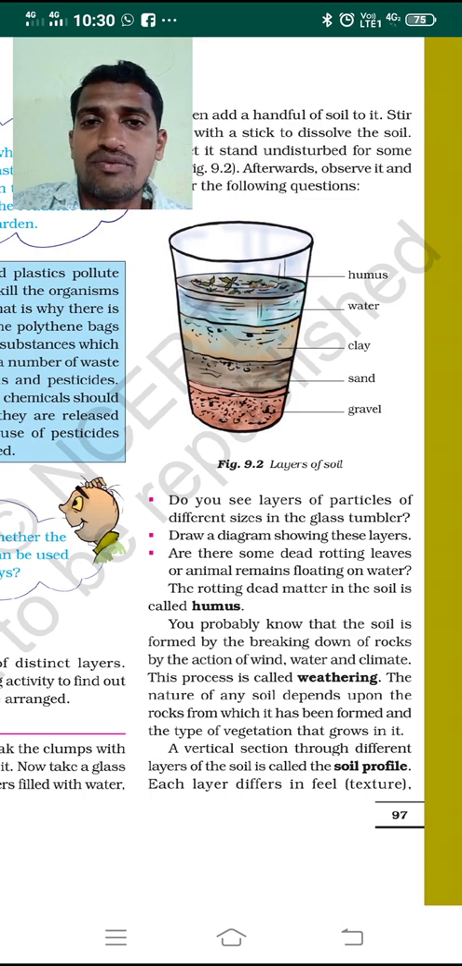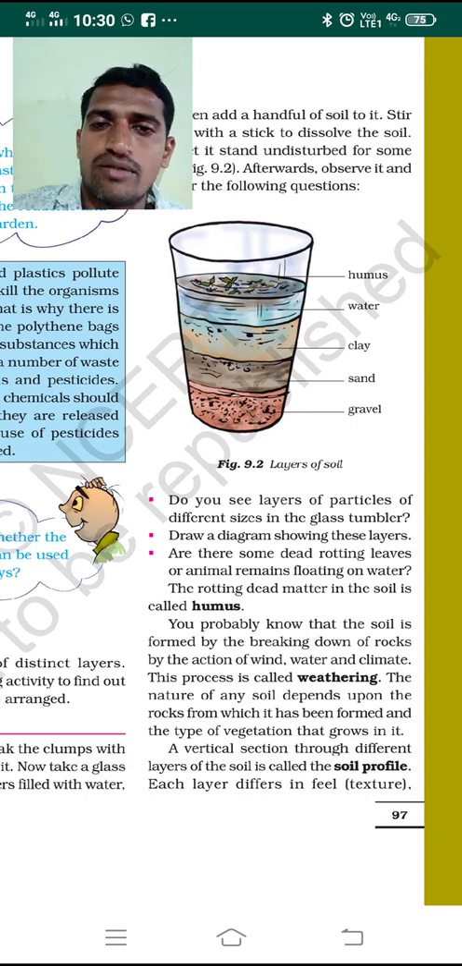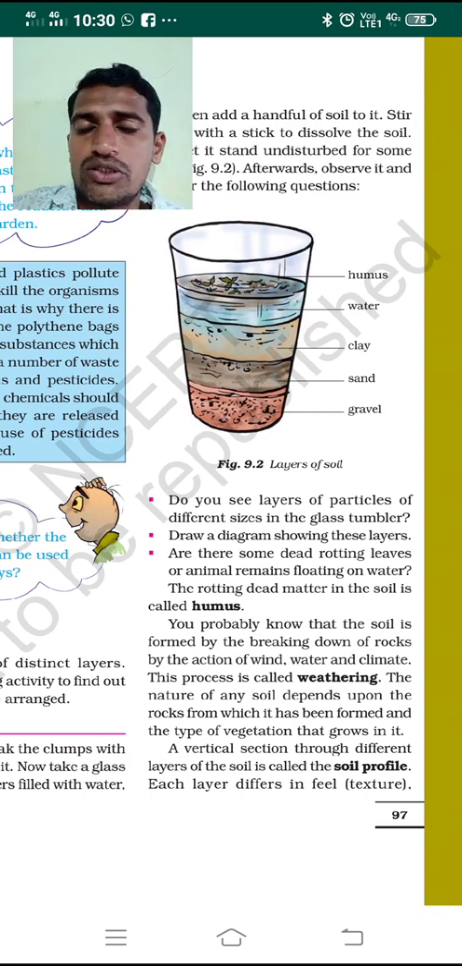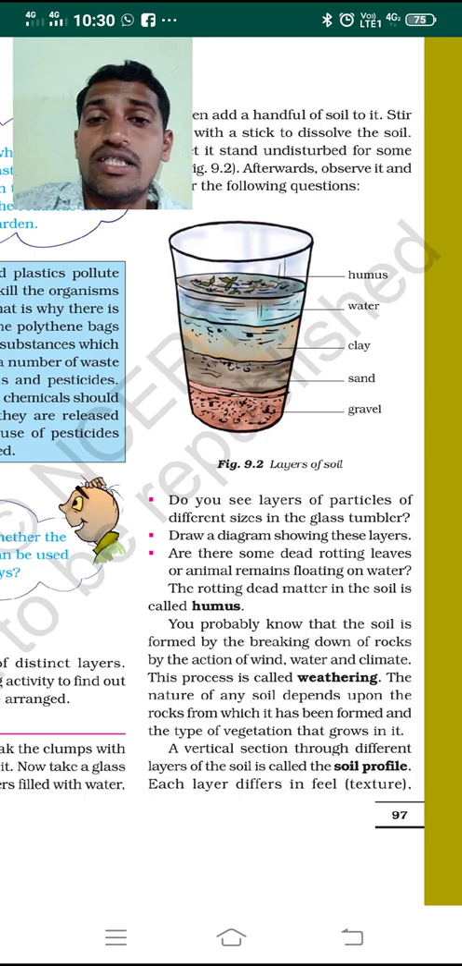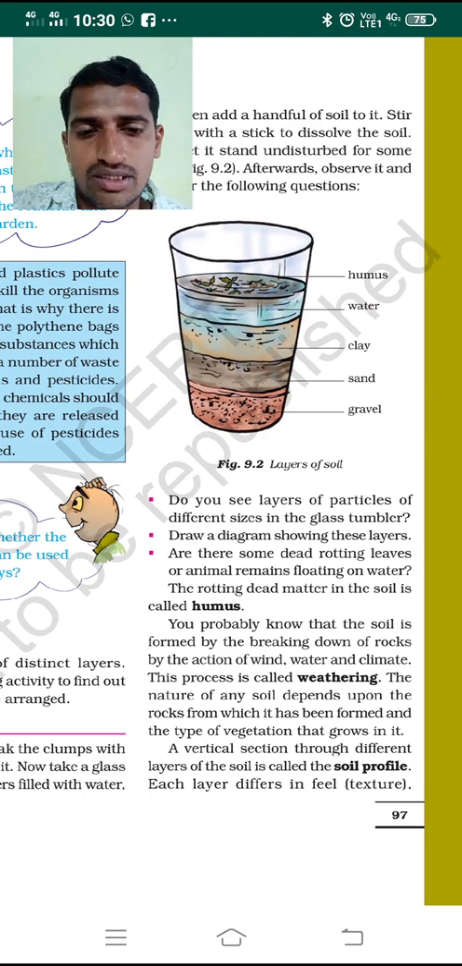So this process we call weathering of the rocks. Dear students, the formation of soil by the breaking down of rocks, by the action of wind and rain and even water, the continuous blowing of wind and climate, all these affect the weathering of the rocks. So this weathering of the rocks finally leads to the formation of soil.